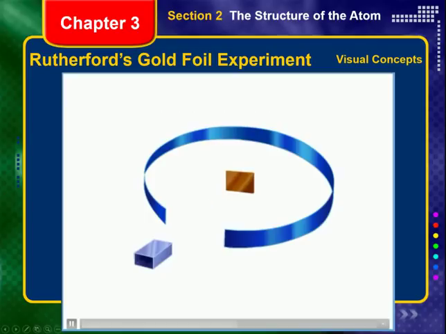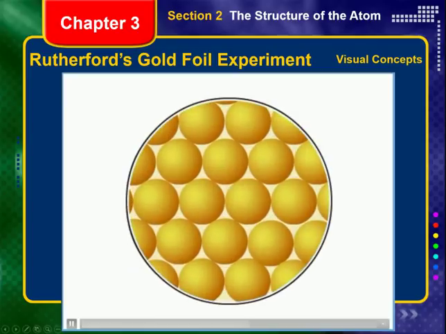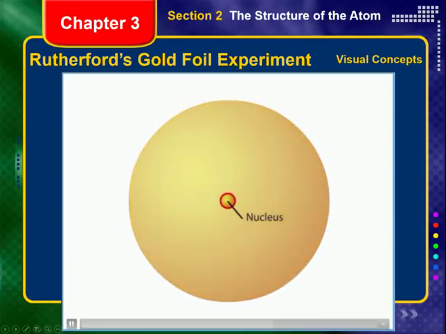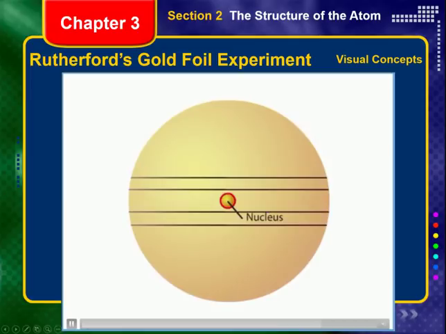Rutherford explained these results by hypothesizing that nearly all of the mass of an atom is concentrated in a very small volume called the nucleus. If the nucleus were small, it would be easy to miss. Alpha particles which miss the nucleus are deflected only slightly, if at all. Alpha particles which hit the nucleus are deflected severely.